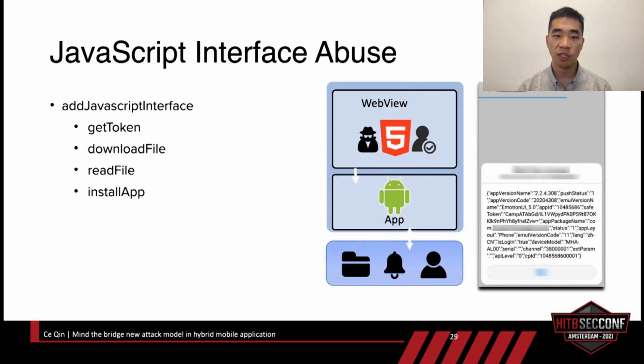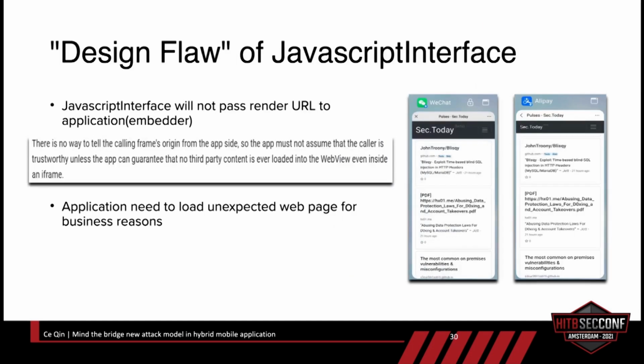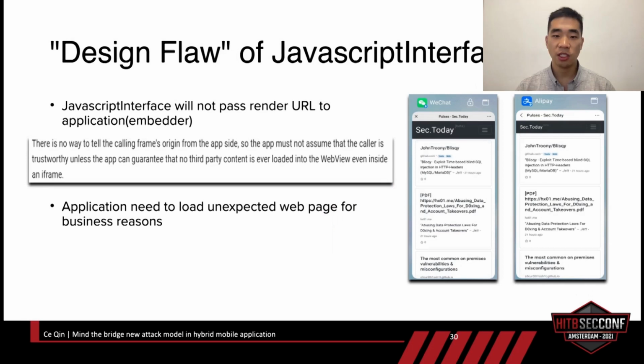However, the most common bridge problem is JavaScript interface abuse. Some app manufacturers prefer to implement sensitive functions in the JavaScript interface. For example, getUserToken, access local file, install other apps, and others. addJavascriptInterface injects the supplied Java object into WebView. The object is injected into all frames of the web page, including all the iframes, using the supplied name. This allows the Java object's methods to be accessed from JavaScript.